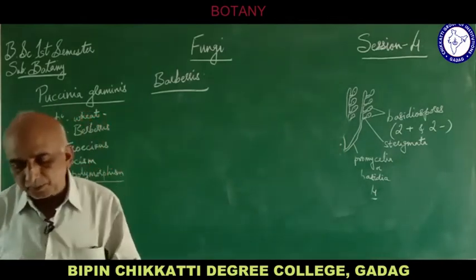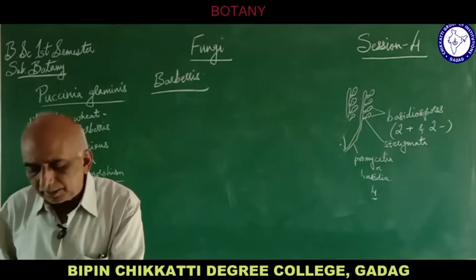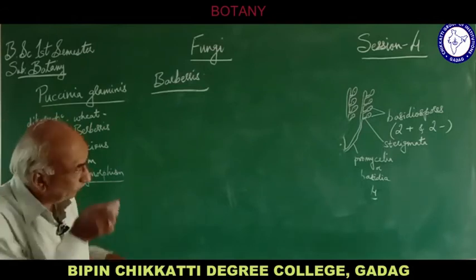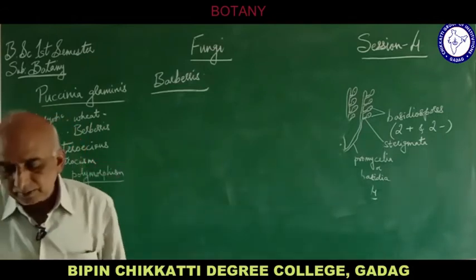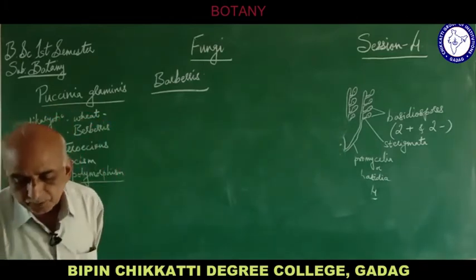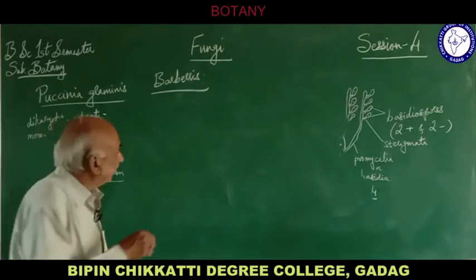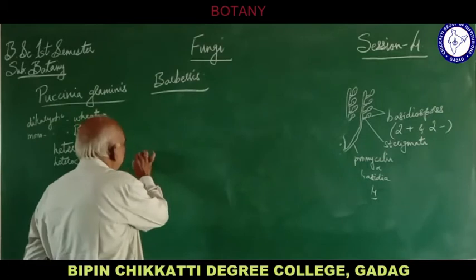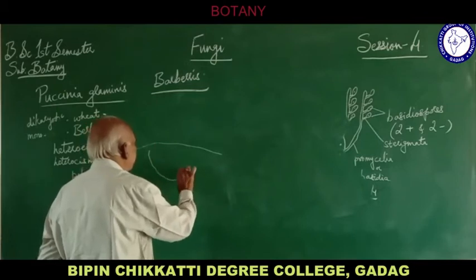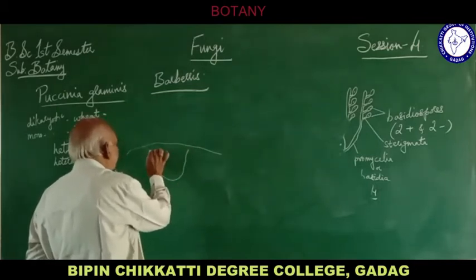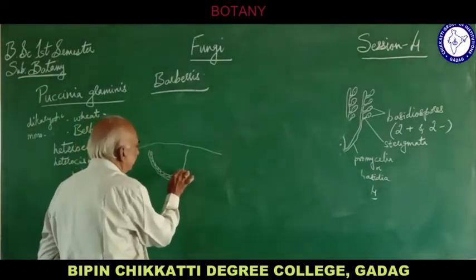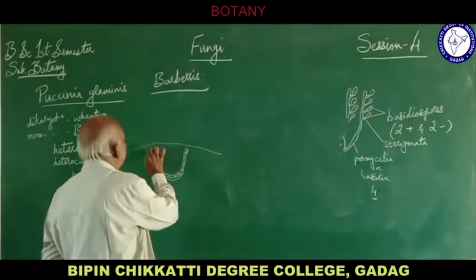Now, each basidiospore, when it deposits on the leaf of the berberis plant, will give rise to the mycelium, a monokaryotic mycelium. It produces a structure called the picnium. Suppose this is the epidermis. The picnium is produced inside, and there is a layer of cells at the base of the picnium like this. This is just a diagrammatic view of what I am showing here.